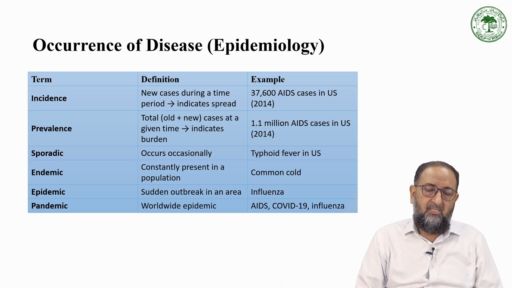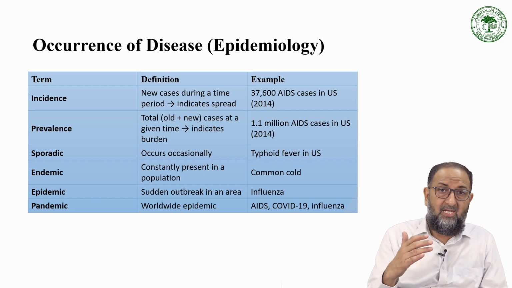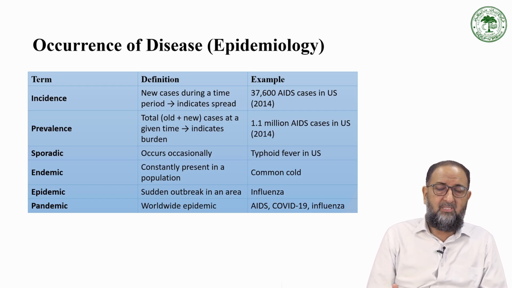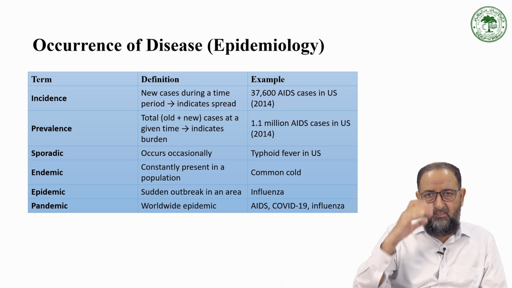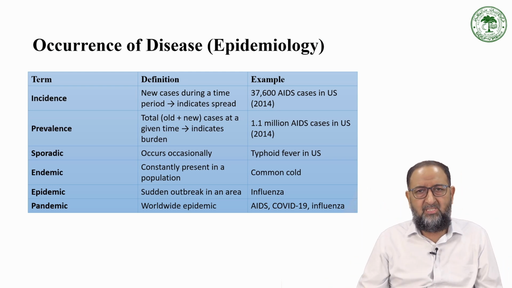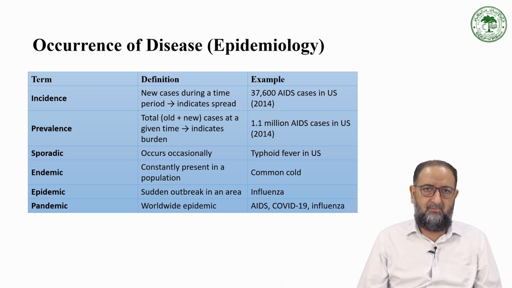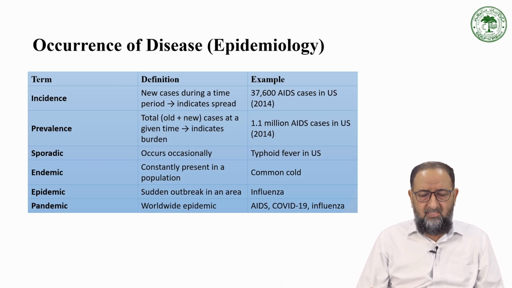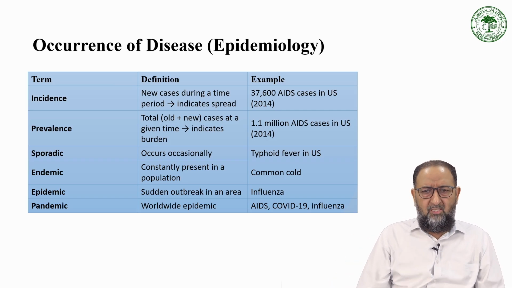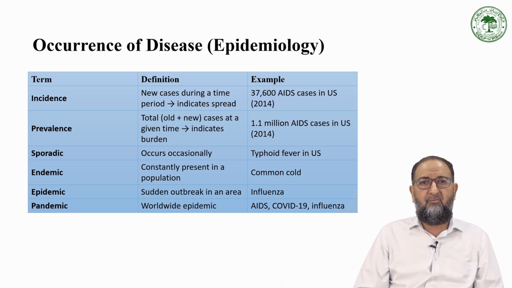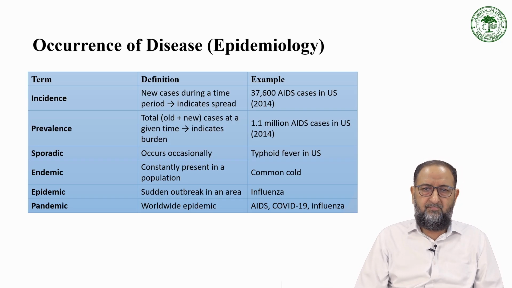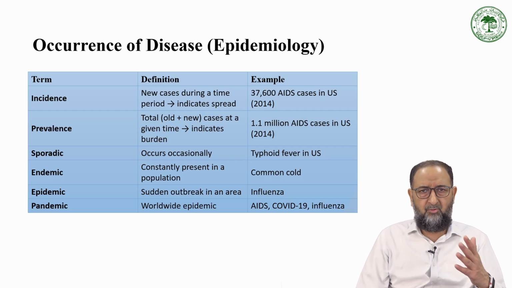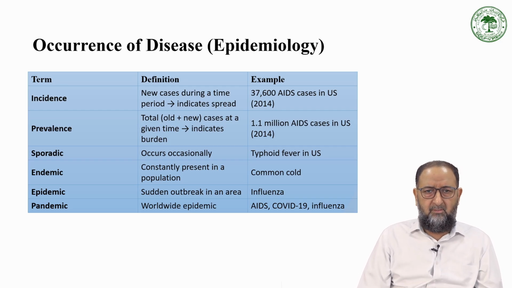Now, what is a pandemic? A pandemic means a worldwide epidemic. It means the epidemic has spread all over the world, just like COVID-19 was a pandemic. This is a good, recent example. AIDS is a pandemic, spread all across the globe. COVID-19 and influenza are pandemic diseases where the majority of the global population is affected. Not necessarily 100%, but the majority of the population is affected.